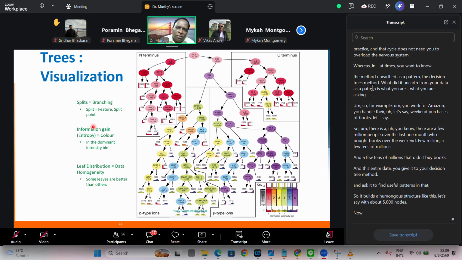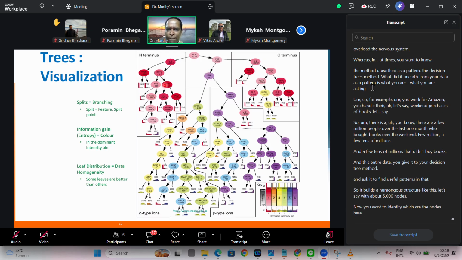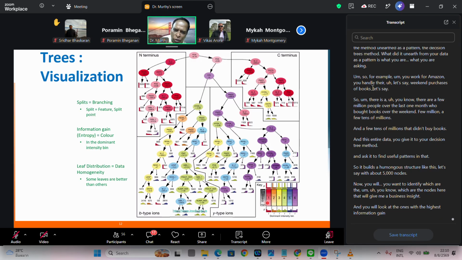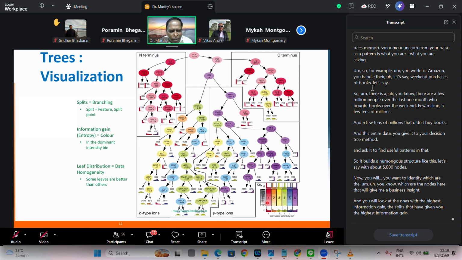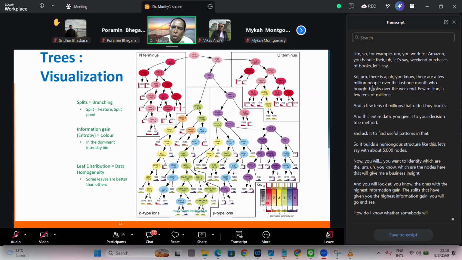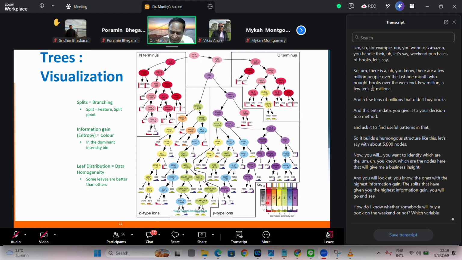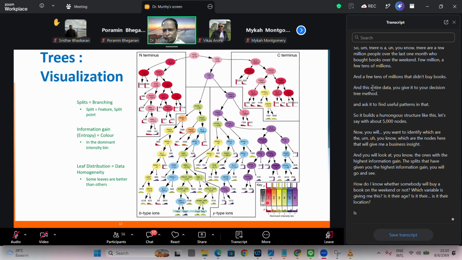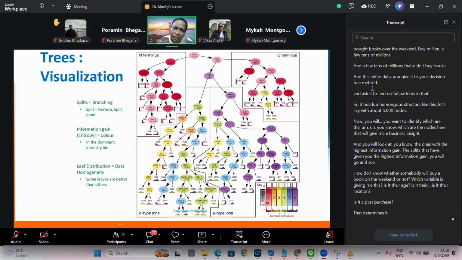Now, you want to identify which are the nodes here that will give me a business insight. And you will look at the ones with the highest information gain, the splits that have given you the highest information gain. You will go and see, how do I know whether somebody will buy a book on the weekend or not? Which variable is giving me this? Is it their age? Is it their location? Is it a past purchase that determines it? Is that even predictable? Whether they will buy a book this weekend or not?